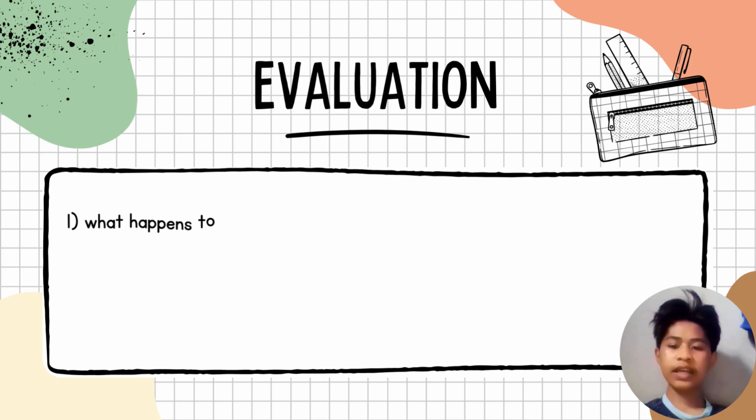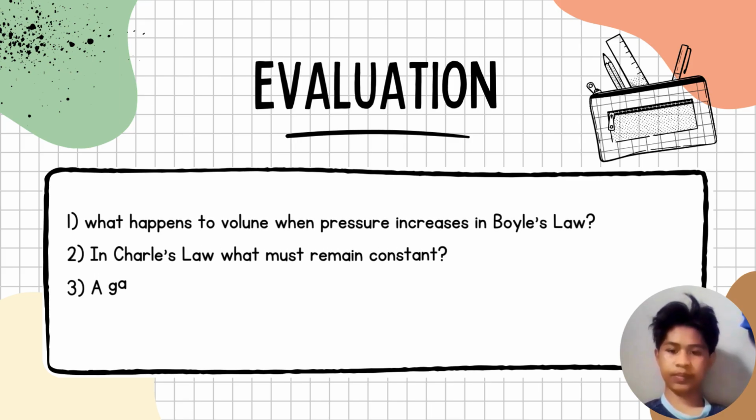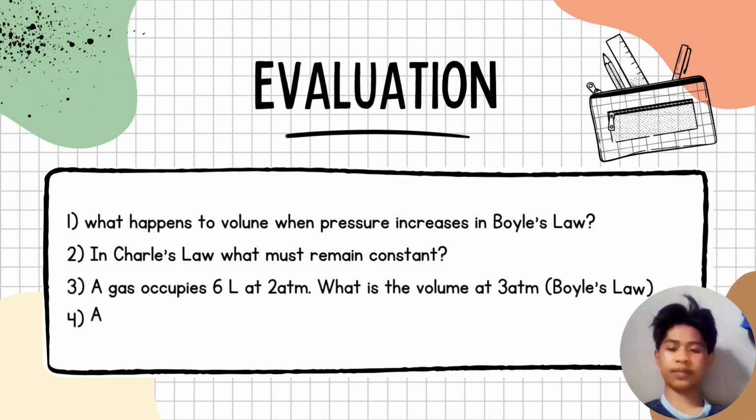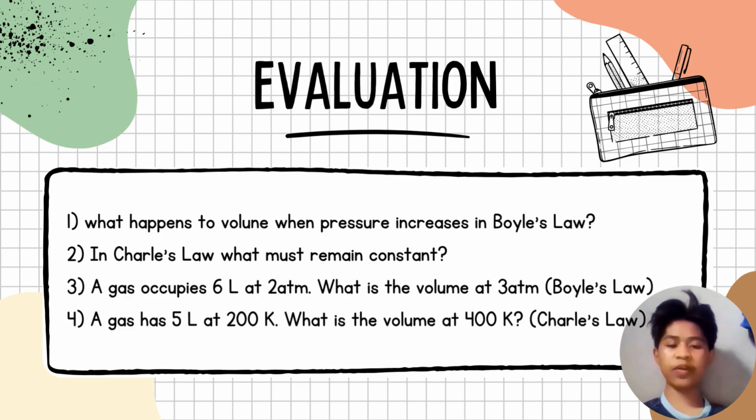After all of that, let's answer some questions. Number 1. What happens to volume when pressure increases in Boyle's law? Number 2. In Charles' law, what must remain constant? Number 3. A gas occupies 6 liters at 2 atmospheric pressure. What is the volume at 3 atmospheric pressure using Boyle's law? Number 4. A gas has 5 liters at 200 Kelvin. What is the volume at 400 Kelvin using Charles' law?